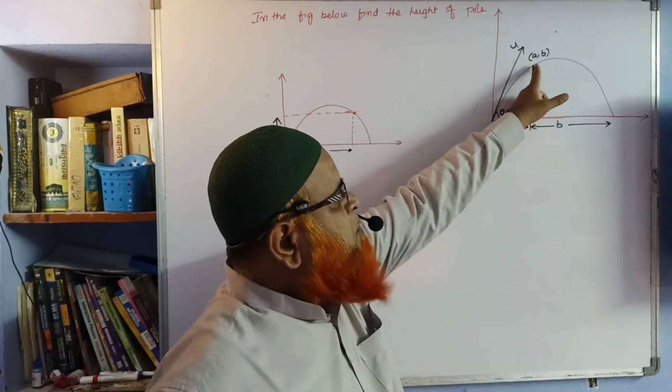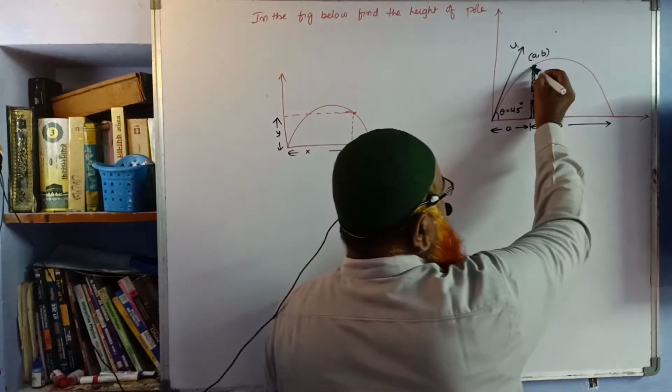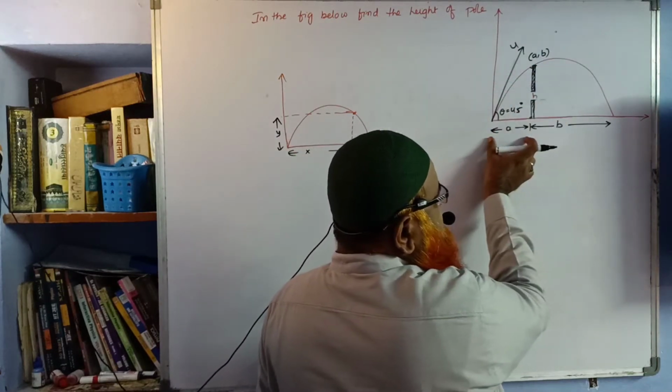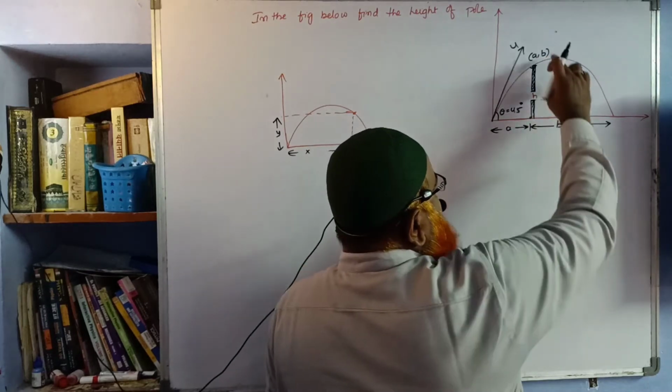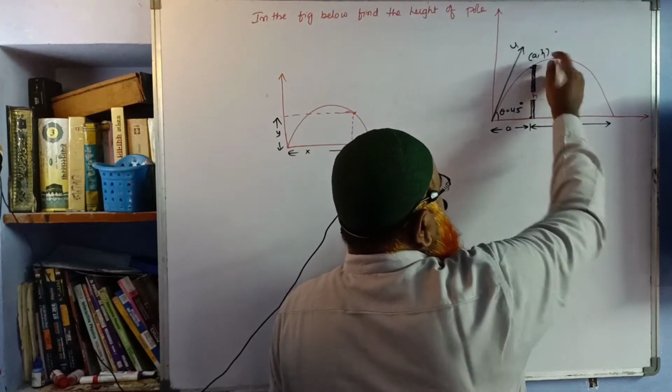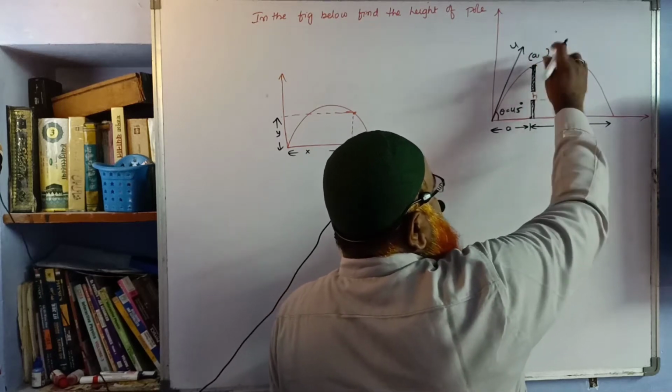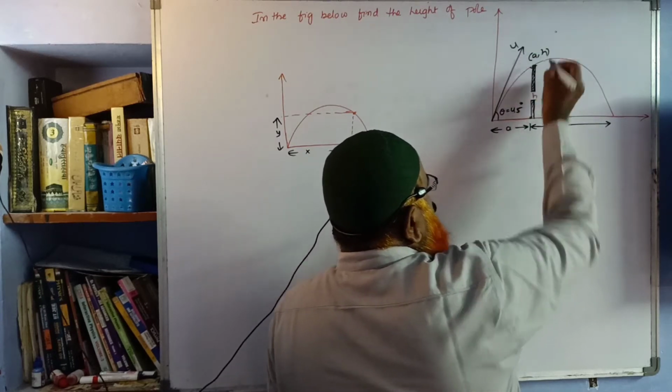Okay, so the topmost point of the pole is considered in the coordinate system you consider: this distance is going to be A, and this distance is going to be H here. Because on the y-axis the height is considered to be H, you can write this point as (A, H). So now let us see.